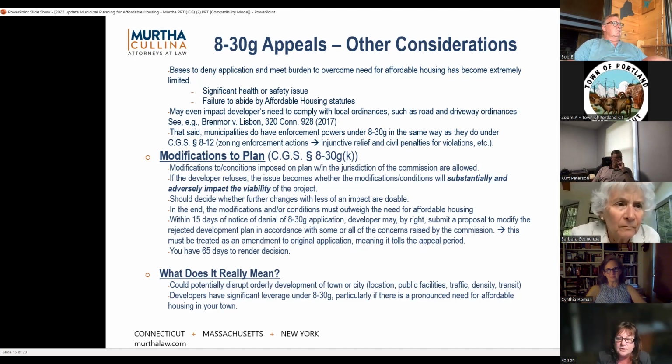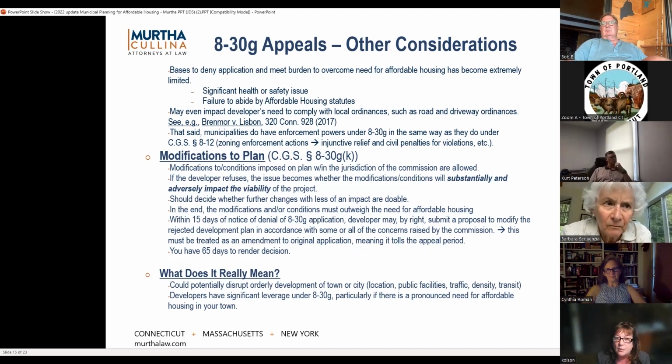And when you deny an application for an affordable housing application or plan, within 15 days of the notice of denial, they have a right to come in with modifications that you're going to have to address, irrespective of timing or all of the other rules of how you conduct your proceedings on a normal application. So what does this really mean? And why is it important?